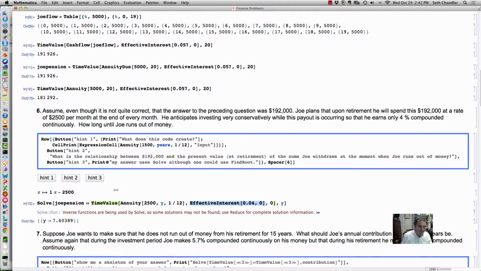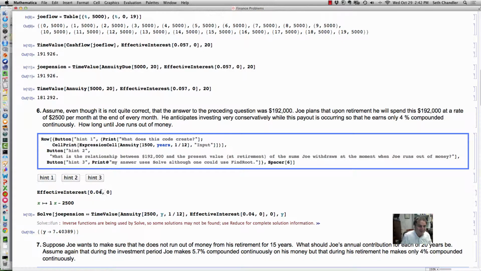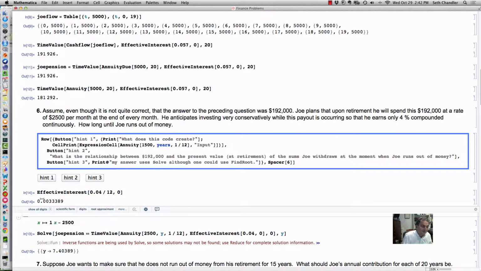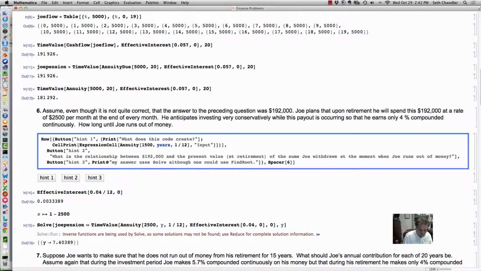So let's just get this technically right here. Technically, the interest rate he's making is that. So let's do this: 1 plus that per month, times X, minus 2,500. You follow that part? All right.